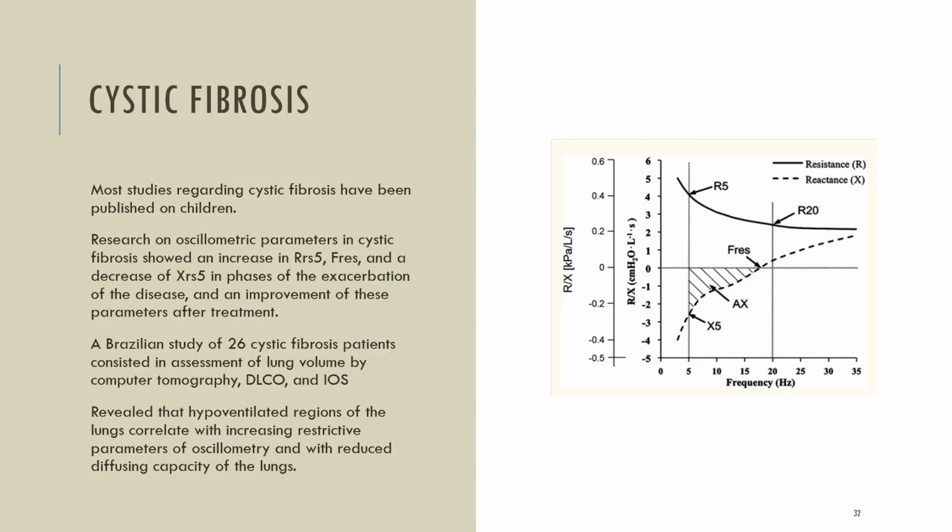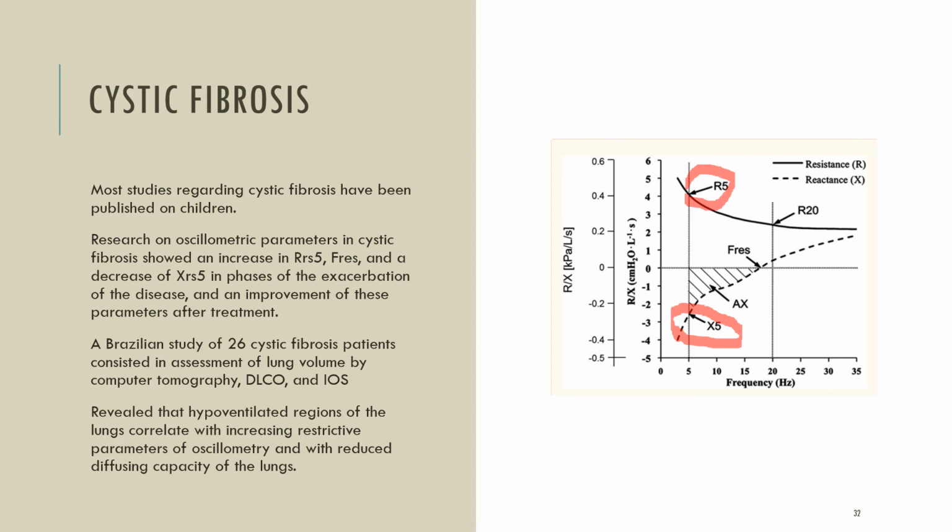There have been a few studies done with patients with cystic fibrosis, mostly in children. Some of the common findings in patients with cystic fibrosis who have done IOS testing is that you will have an increase in your R5 values with this group. You will also see a decrease in your X5 values. So what does that mean? An increase in R5 means you have more resistance in the airway. And a decrease in X5 means you actually have stiffer lungs.